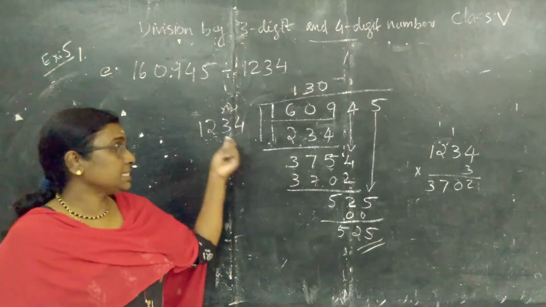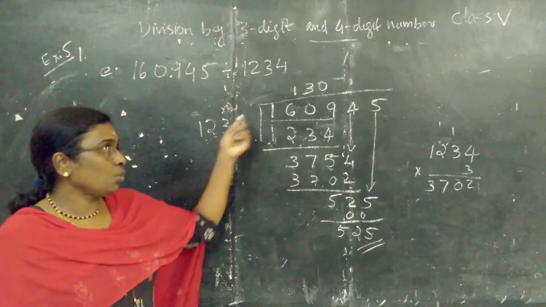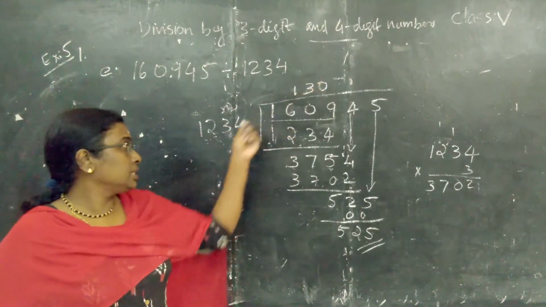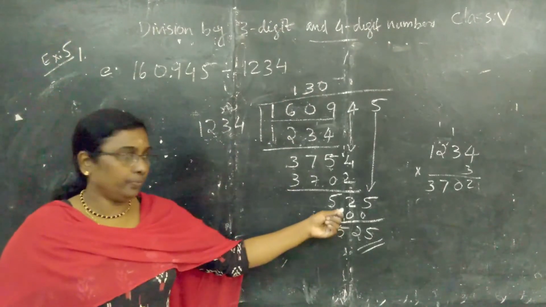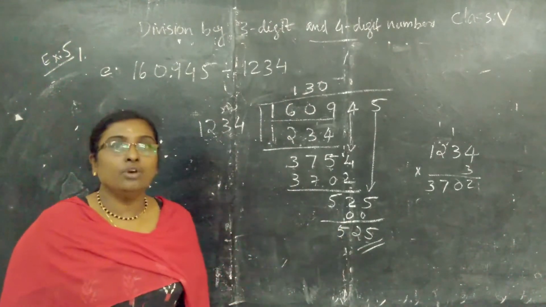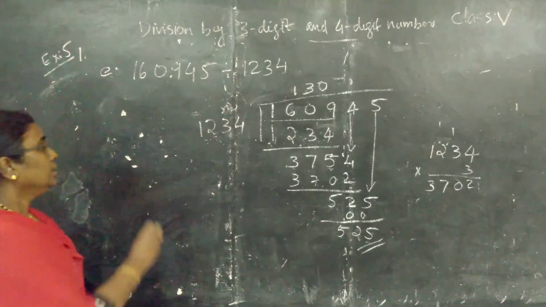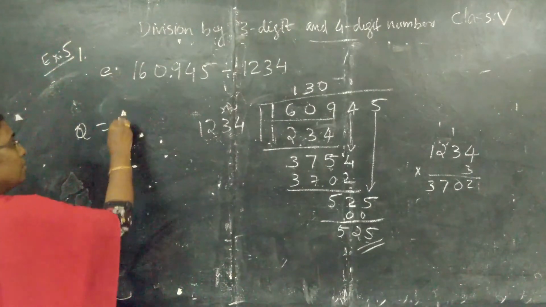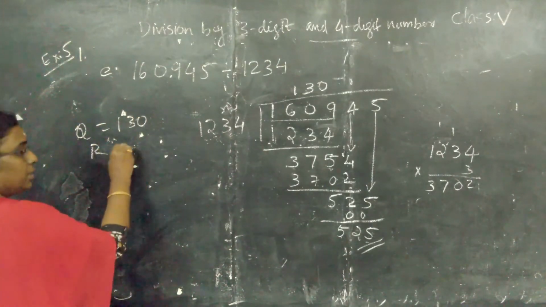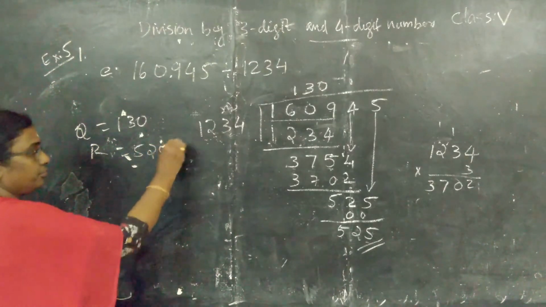Which is less than this number, isn't it? So we write 0 here. 0 into this number is 0. Then subtract. We get the remainder is 525. So quotient equal to 130, remainder equal to 525.